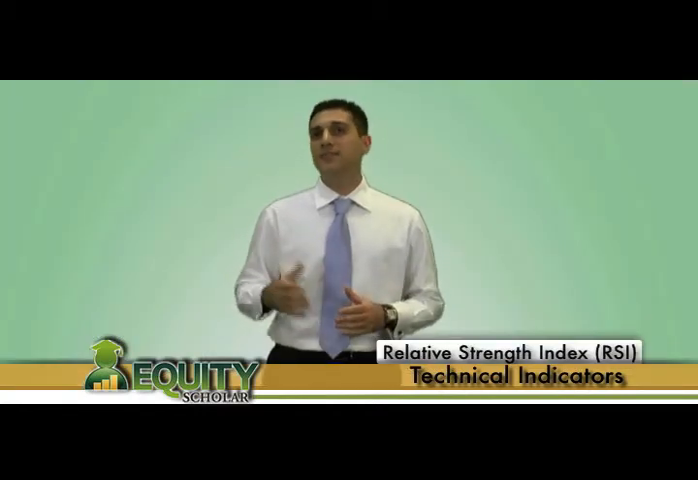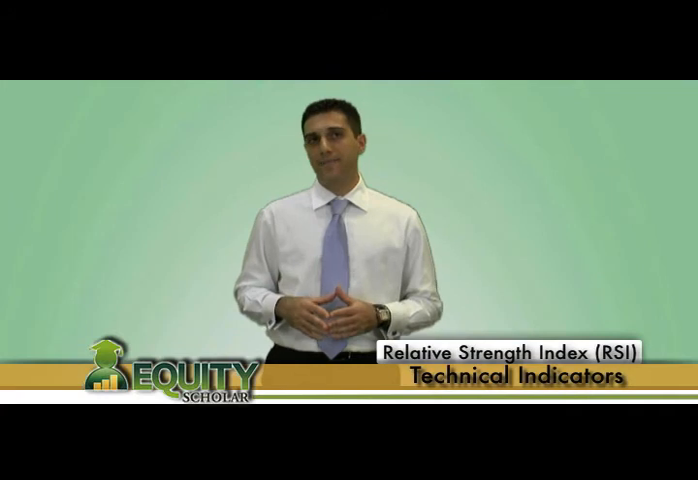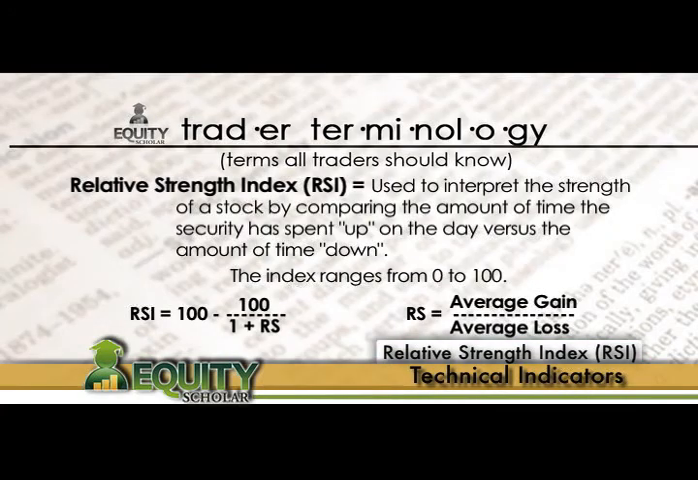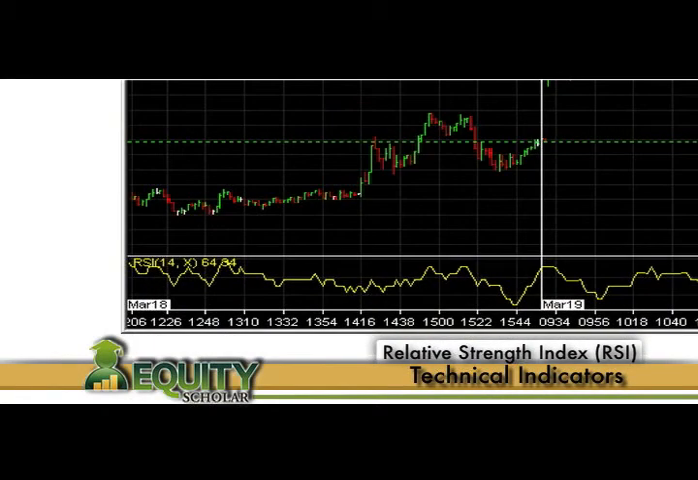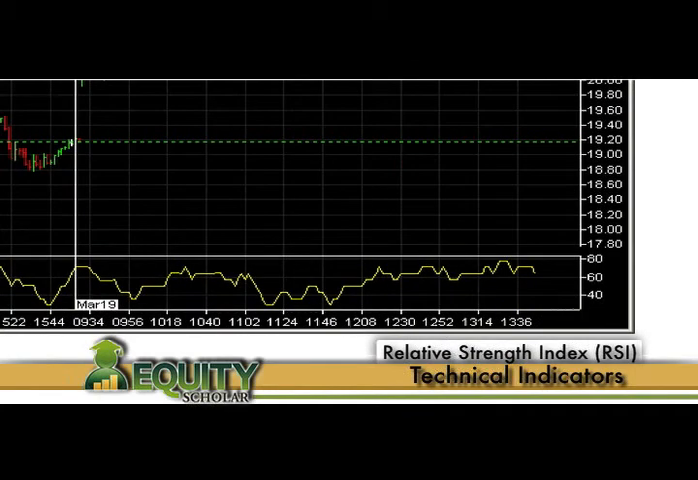Next, we have the Relative Strength Index, or RSI. This is used to interpret the strength of a stock by comparing the amount of time a security has spent up on the day versus the amount of time it has spent down. The index ranges from 0 to 100, and the security is considered overbought if it is near 100 and considered oversold if it is near 0. Taking a look at this stock chart, you can see the RSI at the bottom of the chart, which is currently at a level around 70.